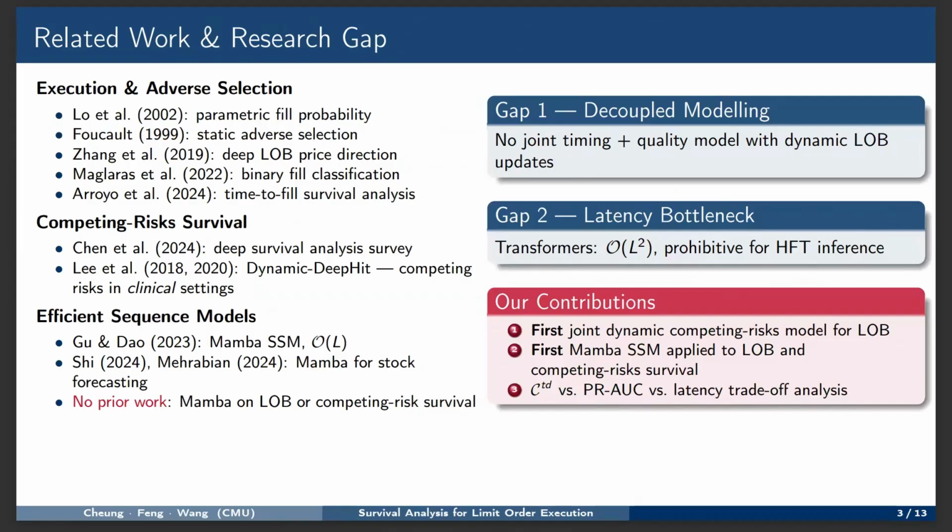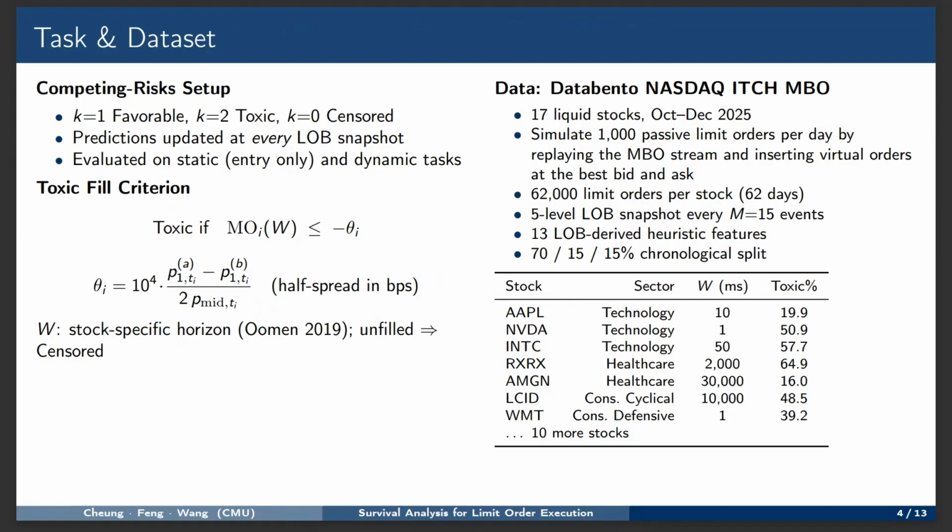Prior work either predicts when an order fills using classical survival models or whether a fill is toxic, but never both jointly and never with real-time updates as the order book evolves. We address exactly that gap. Our task is a joint competing risk survival problem: simultaneously predict the timing and the quality, favorable or toxic, of each order, and the prediction is updated at every order book snapshot.